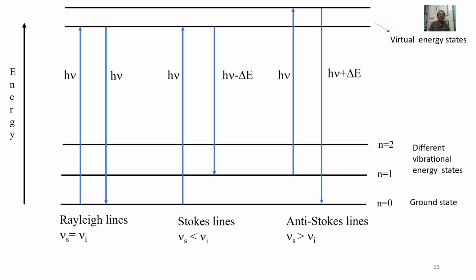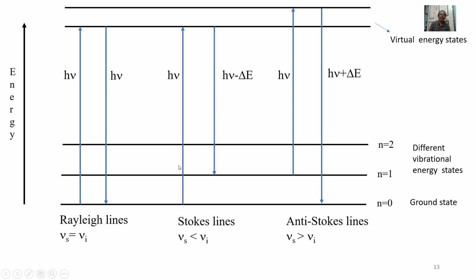And here is the pictorial diagram of Rayleigh lines, Stokes lines, and anti-Stokes lines. The first one is elastic scattering, and the second and third are inelastic scattering. So here nu s is equal to nu i, because it starts from n equal to 0 ground state to one of the virtual energy states. Again it comes back to the same ground state. So nu s equals nu i, which we call Rayleigh lines.